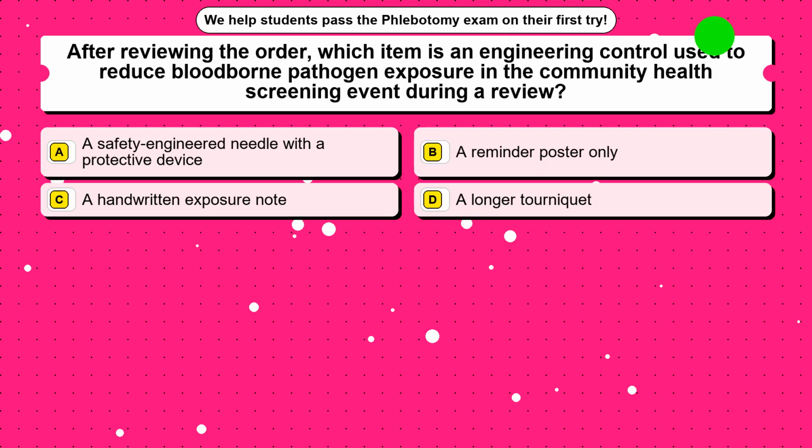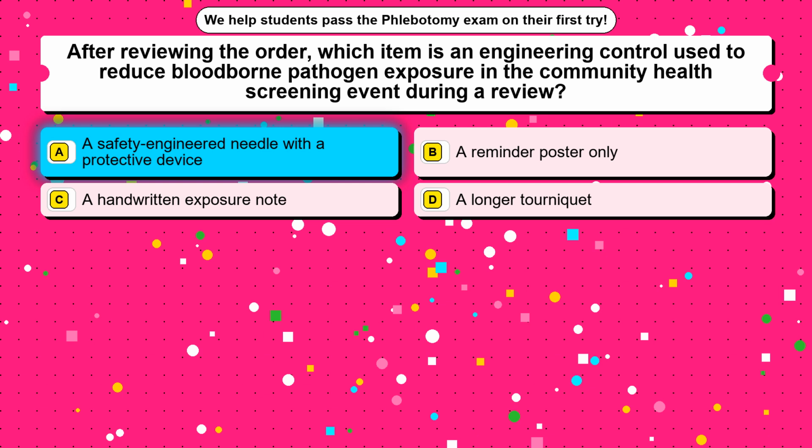Question 12. After reviewing the order, which item is an engineering control used to reduce bloodborne pathogen exposure in the community health screening event during a review? Option A. A safety engineered needle with a protective device. Option B. A reminder poster only. Option C. A handwritten exposure note. Option D. A longer tourniquet.